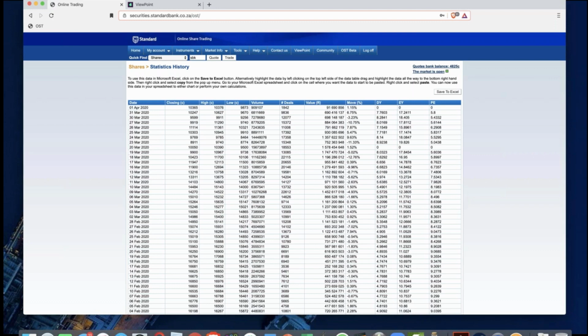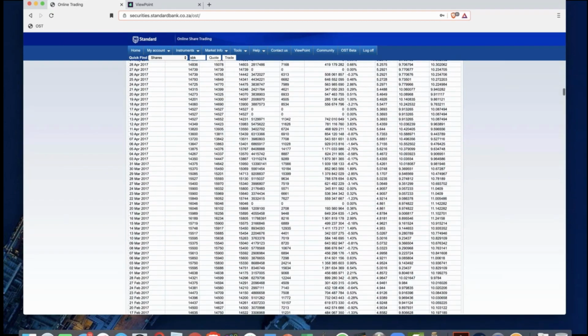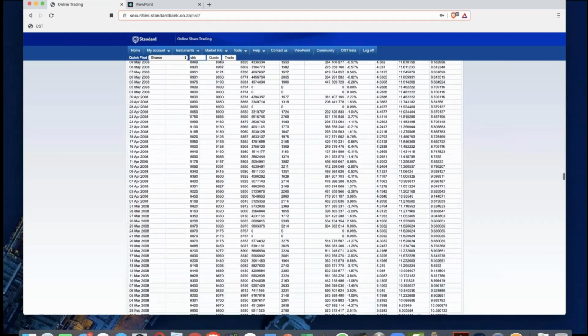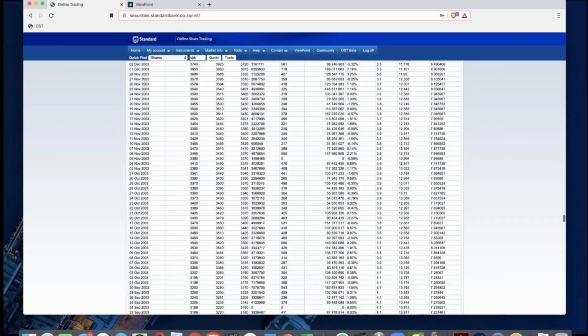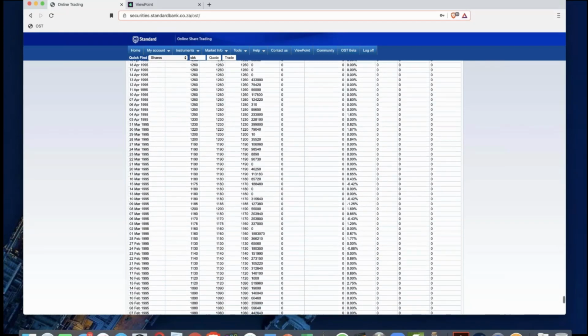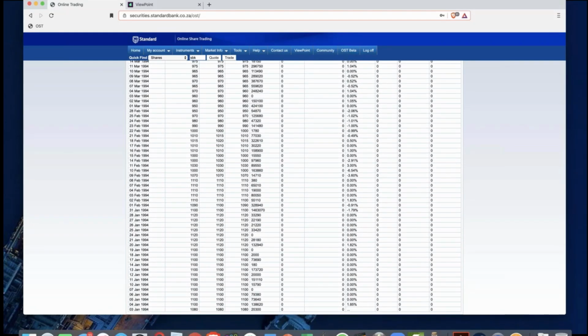The volume, the deals, the value, the move, dividend yield, earnings yield, and price earnings ratio for that day. You can click on Save to Excel, and it'll all dump into Excel, and it goes way, way back. I want to say 1994, but I'm trying to actually get there. In fact, so it goes to January 1994.